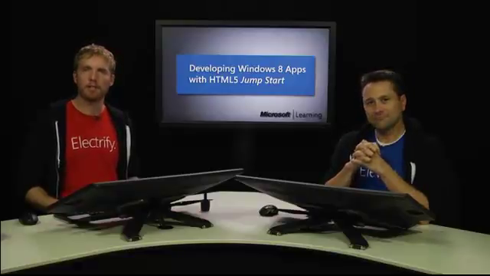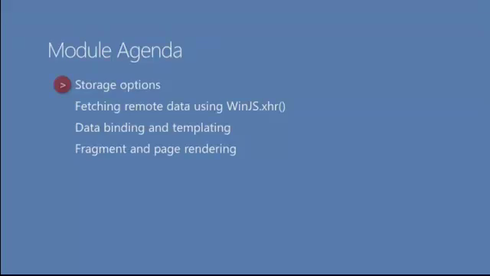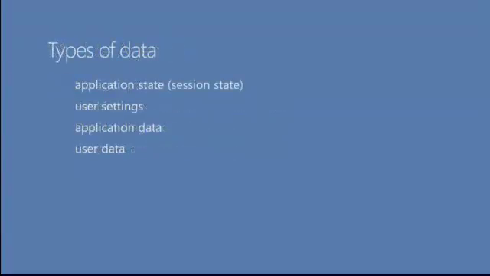We're going to look at various storage options. You're in an app, a native app. It's not just a website. You've got lots of different options, and there's lots of different types of user data, so we're going to look at those. We're going to look at the XHR. This is for fetching data remotely. It's really powerful. It's a real fundamental principle, so you'll definitely want to know about that. We'll also look at data binding and templating. We saw just a little bit about data binding, but data binding and templating is really super powerful. And then fragment and page rendering also can be powerful if that's what you're trying to do. So let's jump right in.